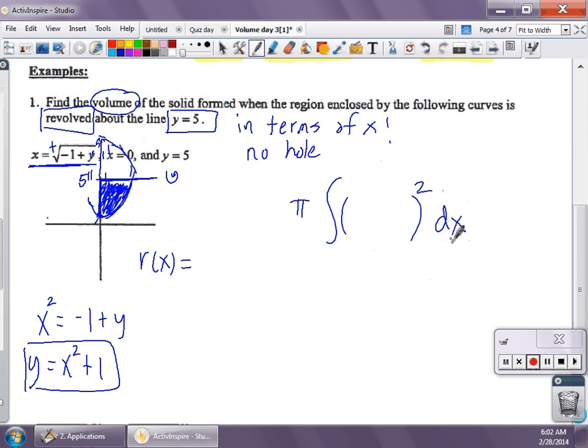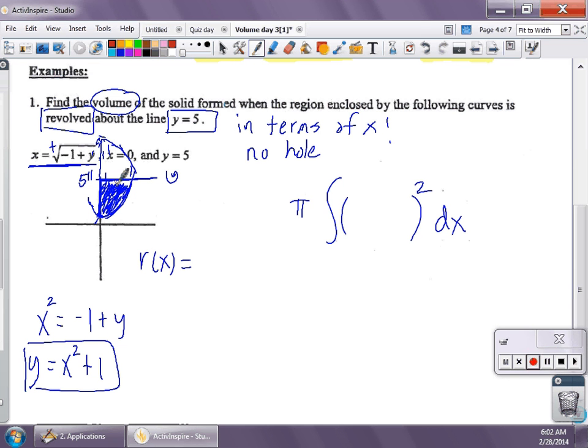Now the next part, very important. Write down what you hear me say. I may not write it down. The axis of revolution, the radius of our circles always travels from the axis of revolution to the outer curve.